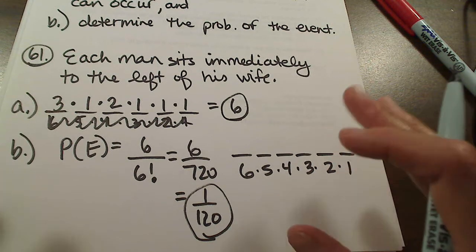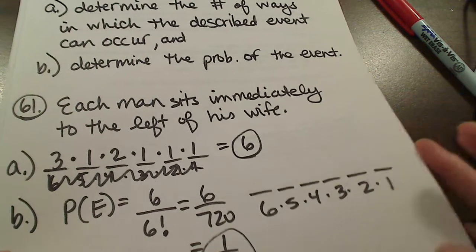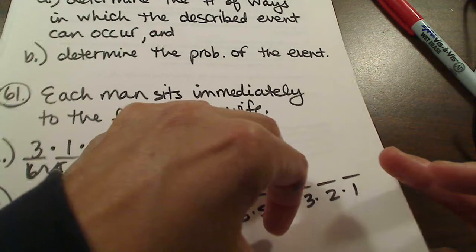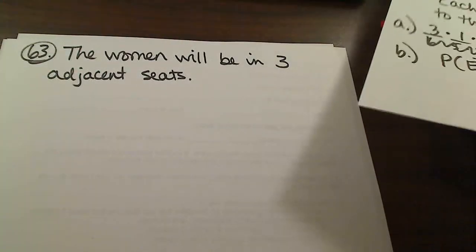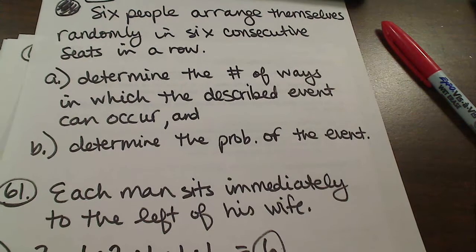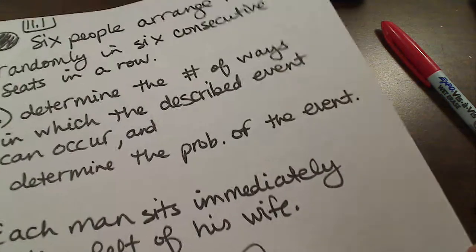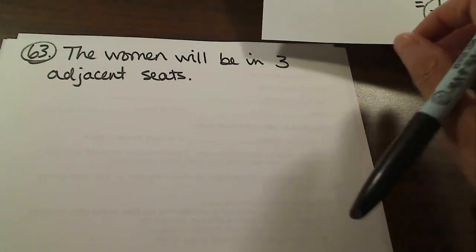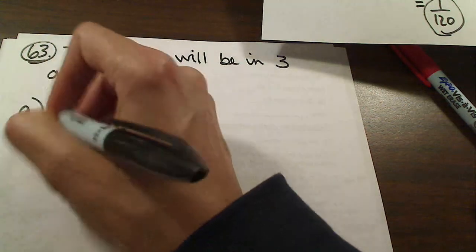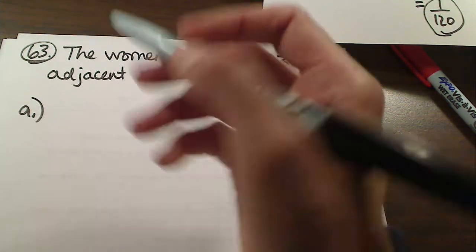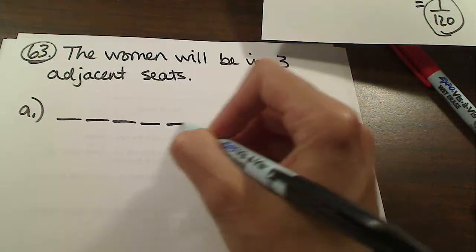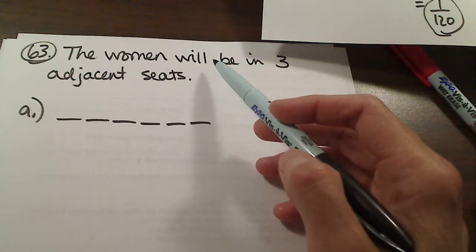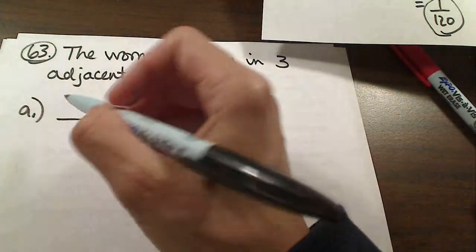Number 63 deals with the same problem, the same setup, and just has different restrictions that it's asking about. So let's take a look at that as well. This is number 63. The situation is the same. We have 6 people arranging themselves randomly in 6 consecutive seats in a row, and we want to know the probability that the women will be in 3 adjacent seats. Let's first calculate that situation. We've got 6 seats again, and the restriction in this problem is we want all of the women in adjacent seats. So let's count that first.